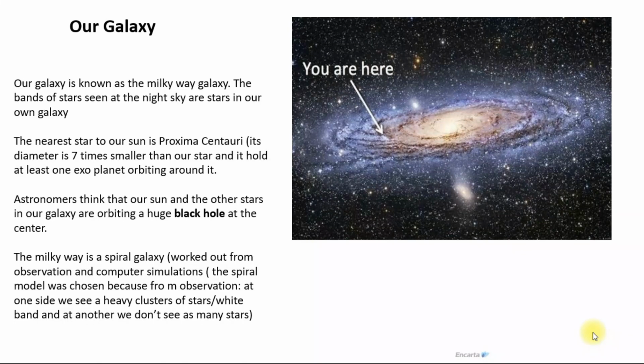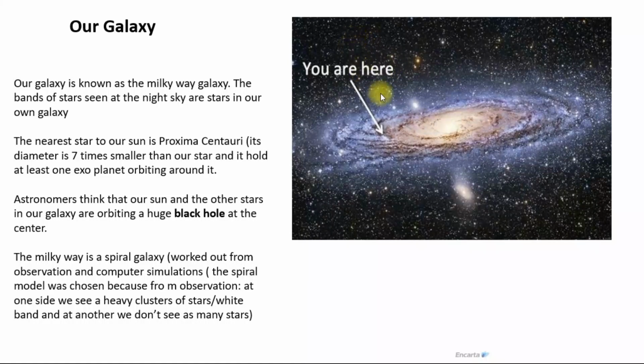Astronomers think that our sun and other stars in our galaxy are orbiting a huge black hole at the center somewhere here. So it is assumed that the gravity of the black hole pulls the rest of the stars together. The Milky Way is a spiral galaxy. This is actually worked out from observation and computer simulations. The spiral model was chosen because from observation, at one side we see a heavy cluster of stars or white band, and at another side we don't see as many stars.